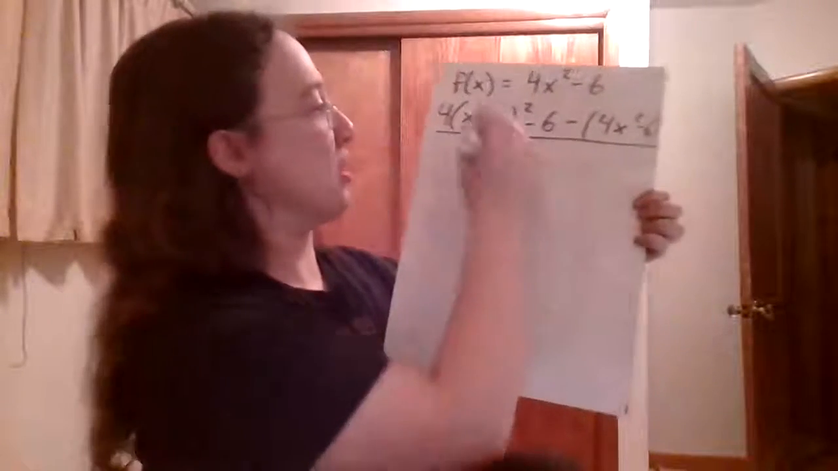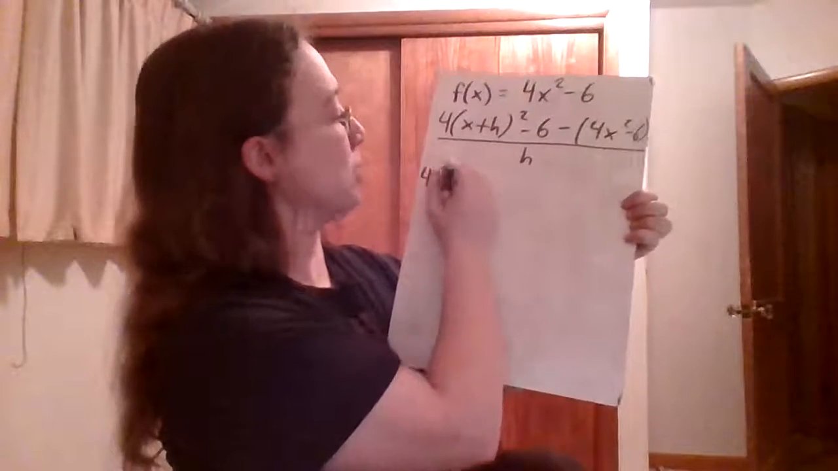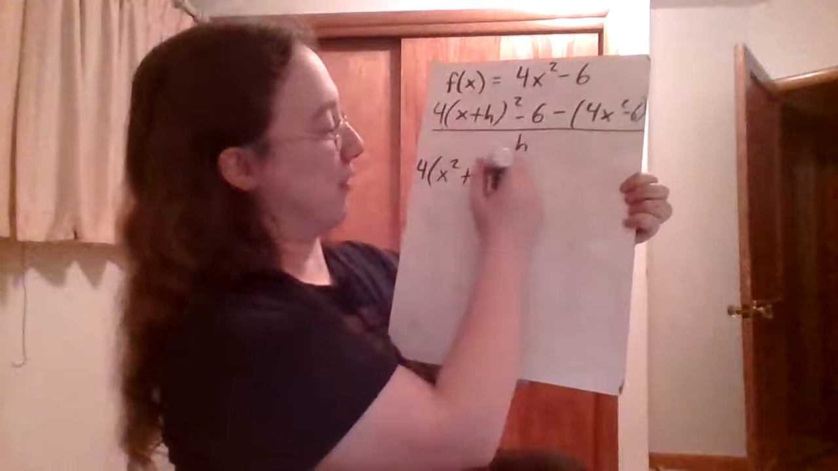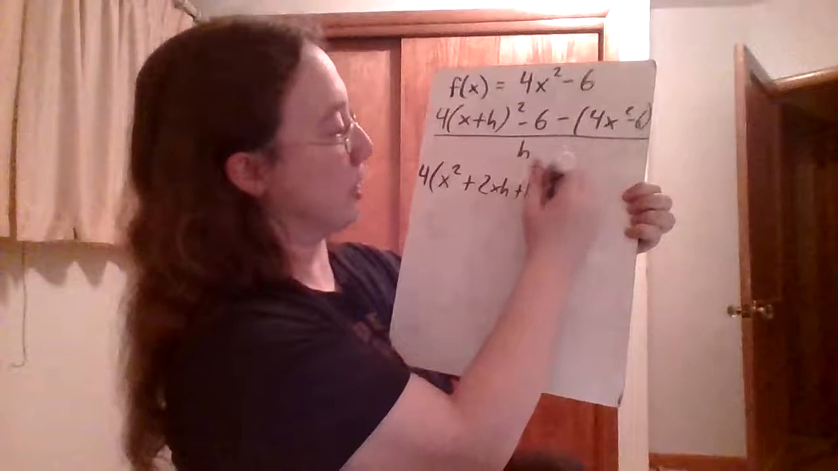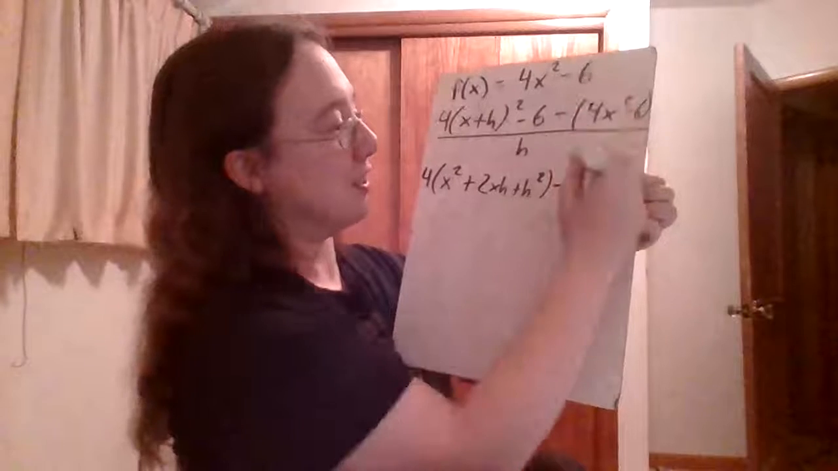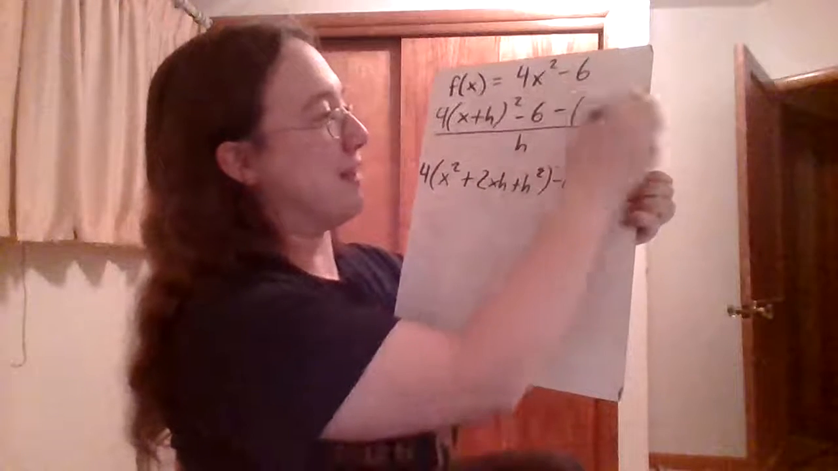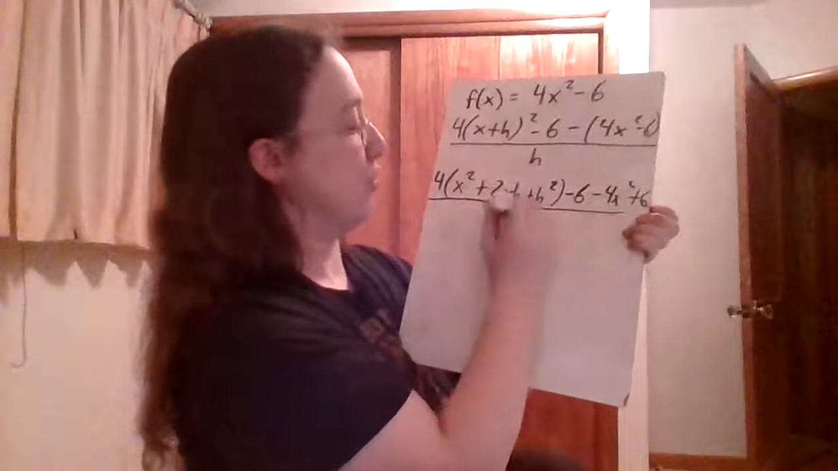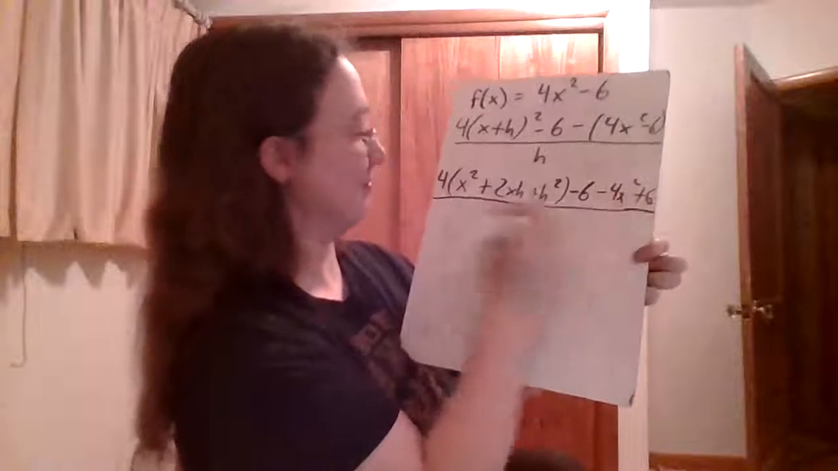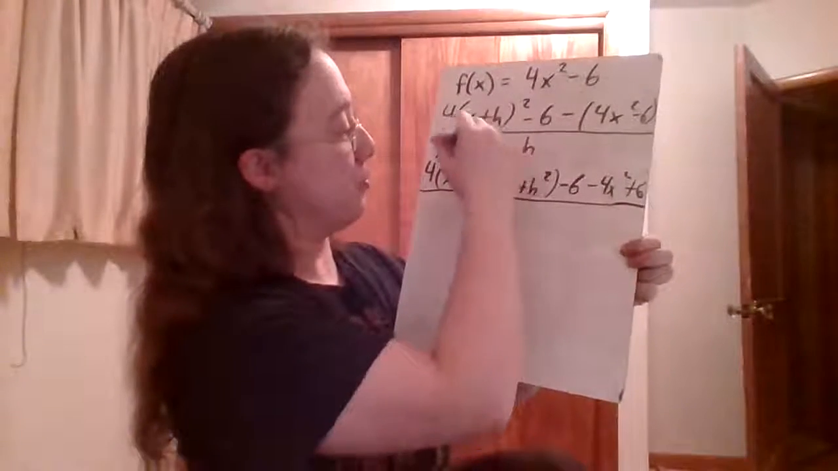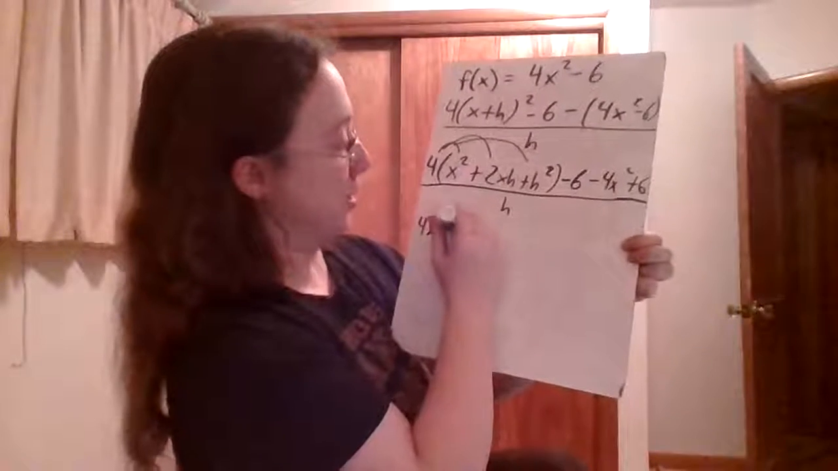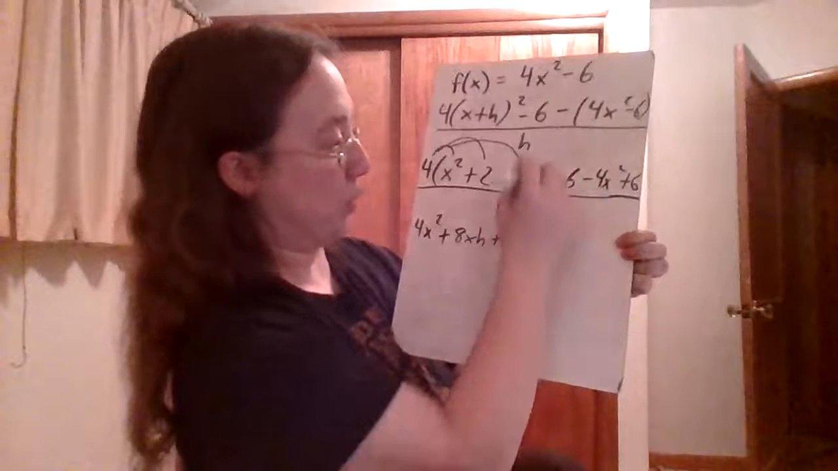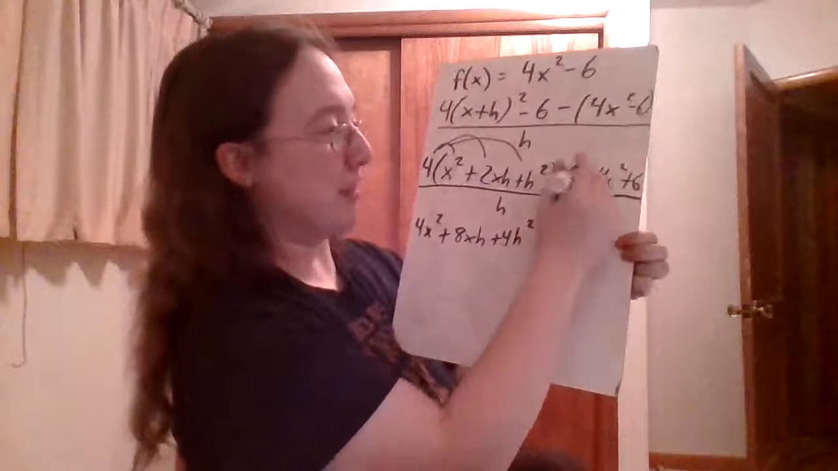Alright, and watch out for order of operations. We're squaring this before we take it times 4, so we're going to have 4 times this whole thing, x squared plus an x times an h plus an x times an h, so plus 2xh plus h squared, minus 6, minus a 4x squared minus and minus, so plus that 6, over h. And then we're going to distribute this stuff. So we got a 4x squared plus an 8xh plus a 4h squared, excuse me, minus that 6 plus that 6.